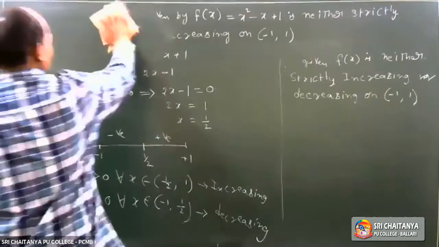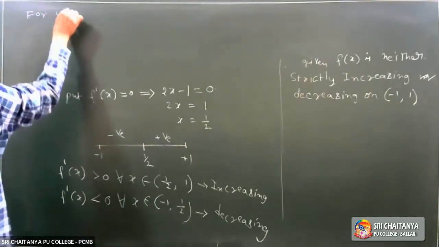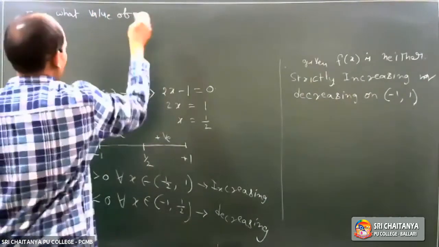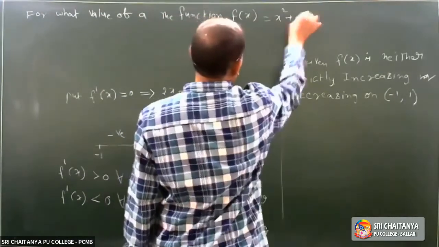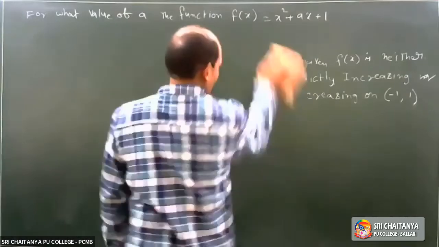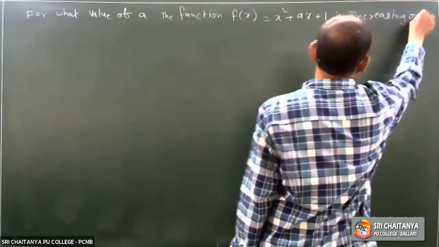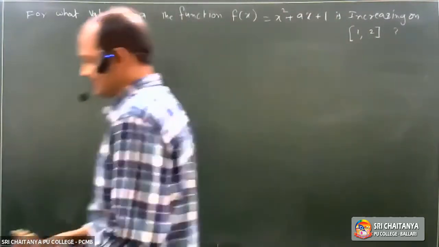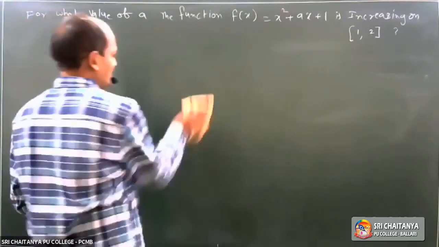Write down one. Next question. For what value of a is the function f of x equal to x square plus ax plus 1 increasing on 1 to 2?